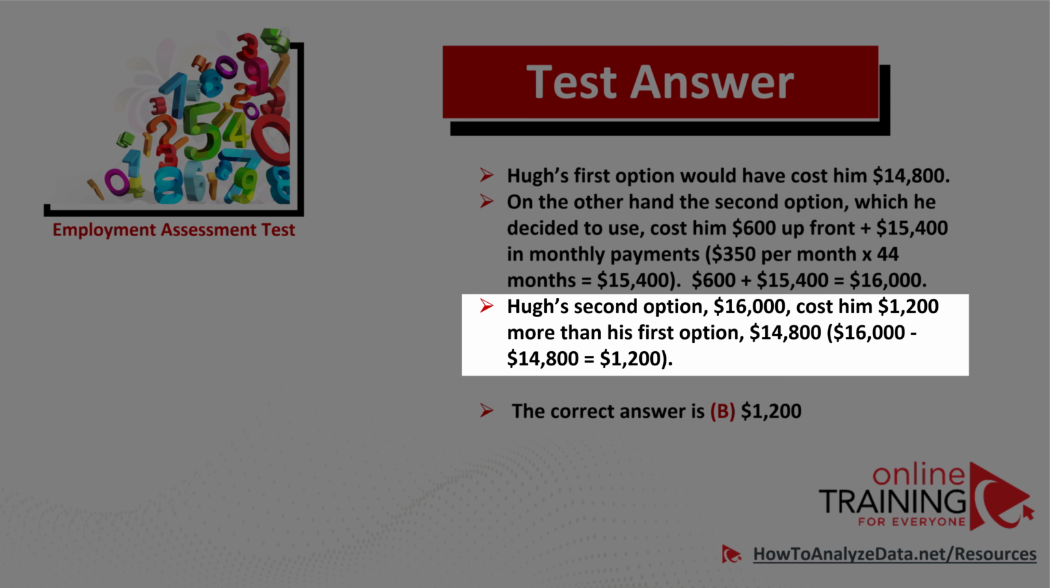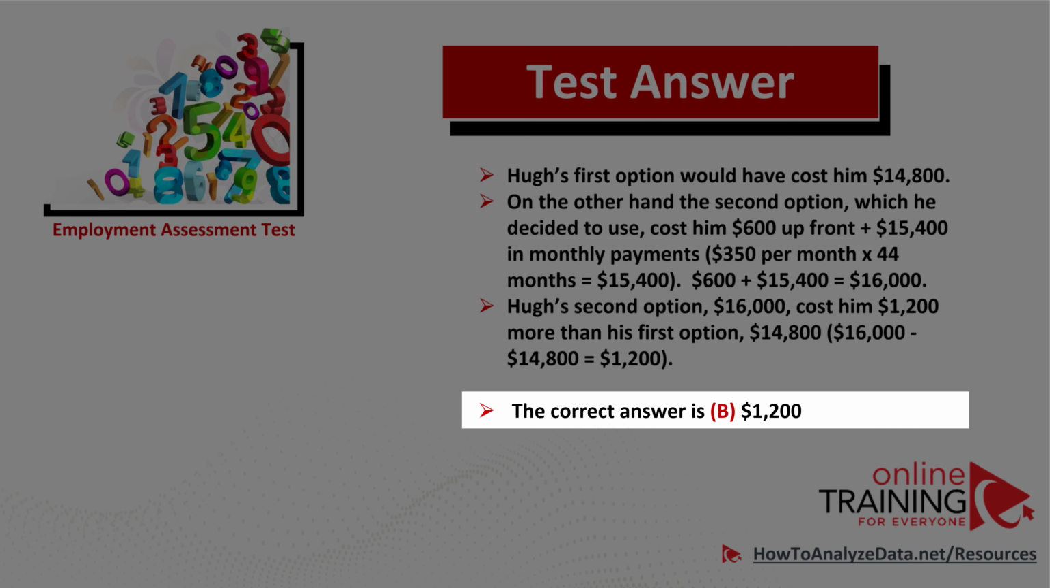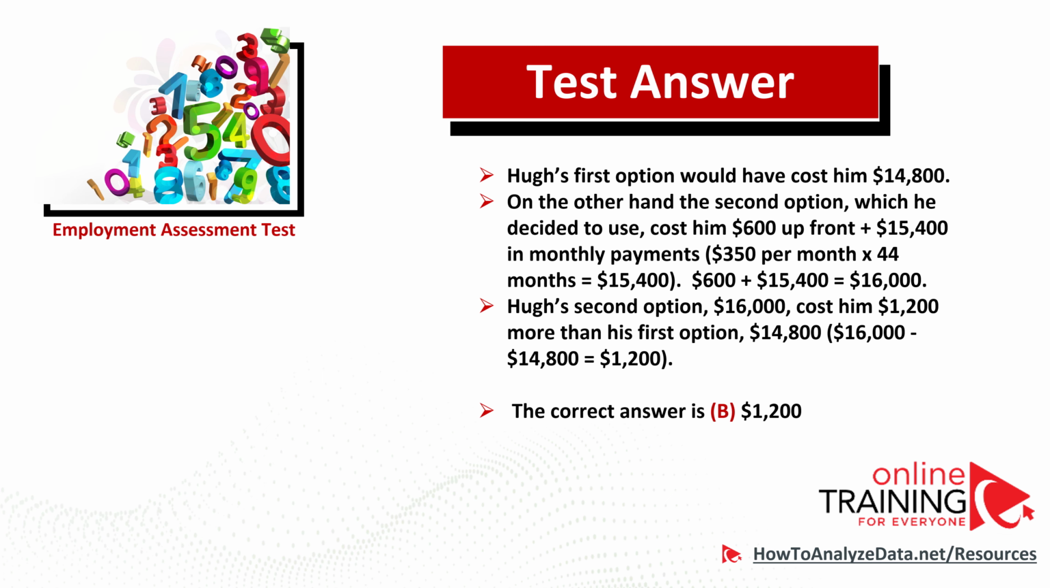So Hugh's second option, when he pays $16,000, will cost him $1,200 more than his first option in the amount of $14,800. So the correct choice here is choice B, $1,200. Hopefully you've nailed this question.